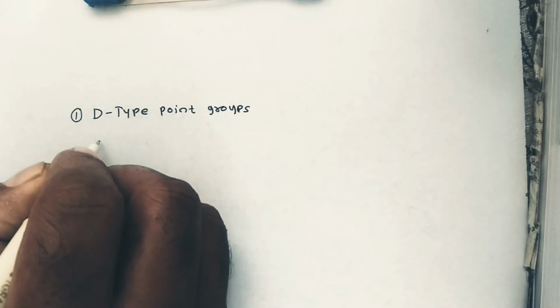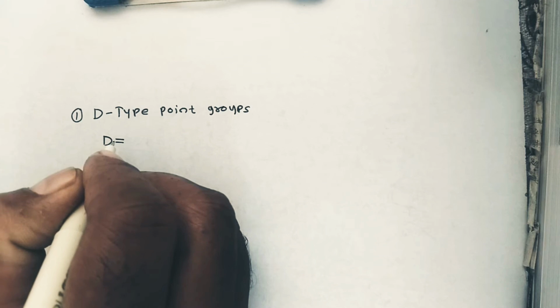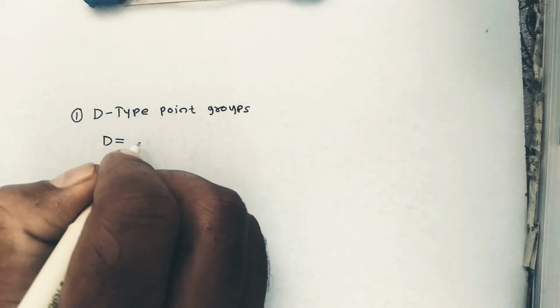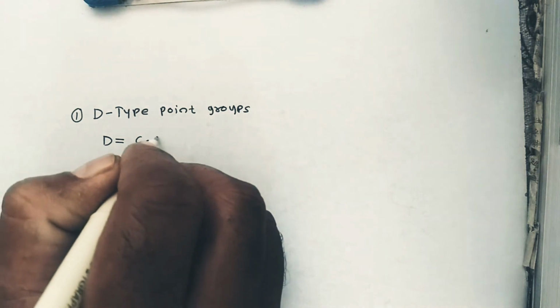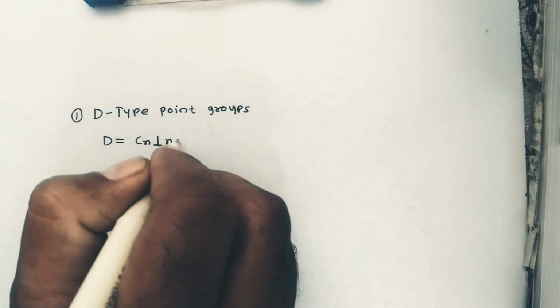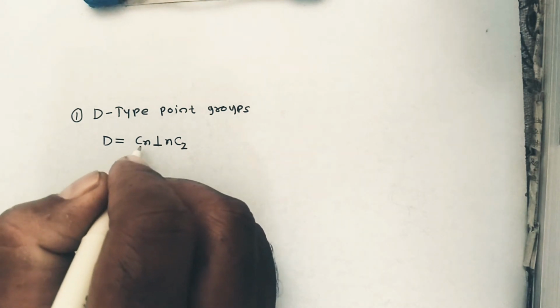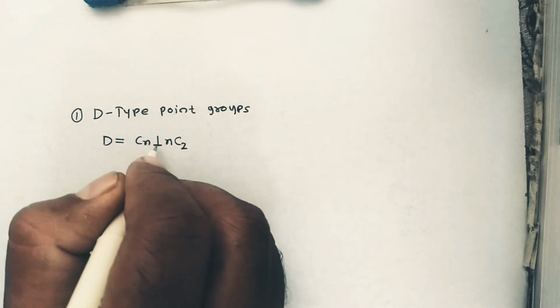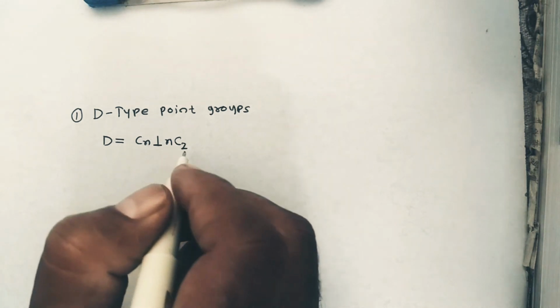Now the definition of a D point group is, for a D point group there should be a Cn axis of symmetry perpendicular to n number of C2 axes.